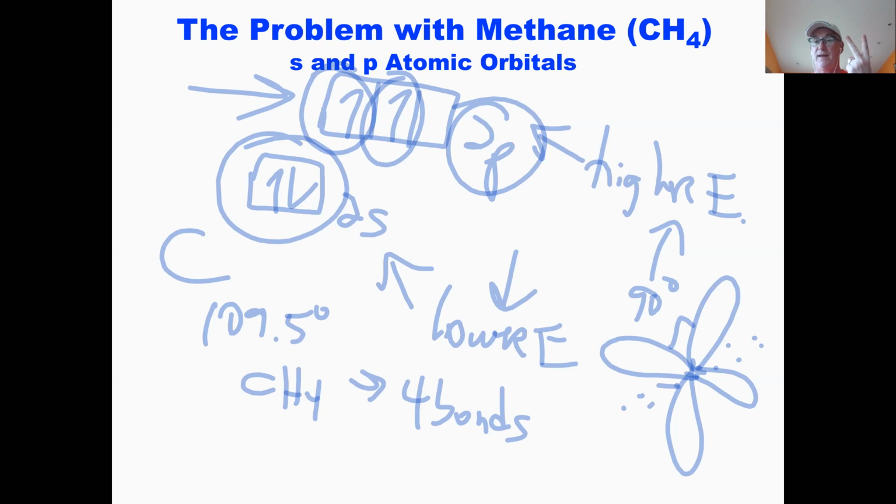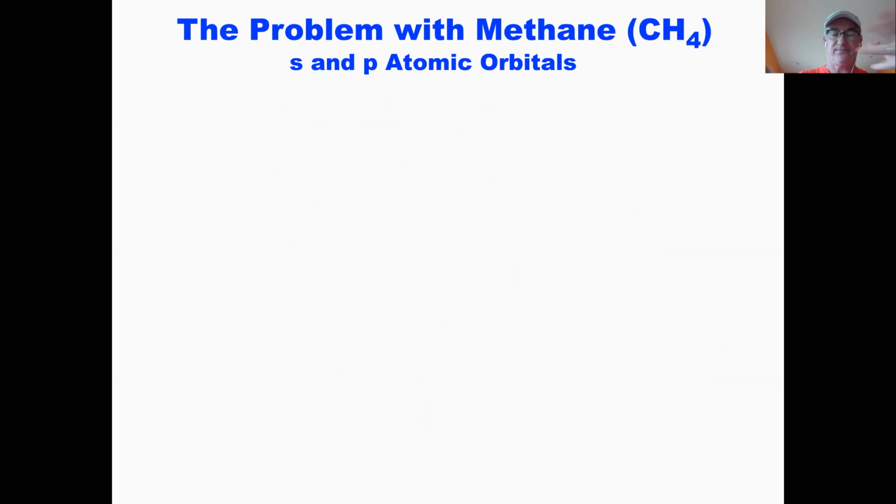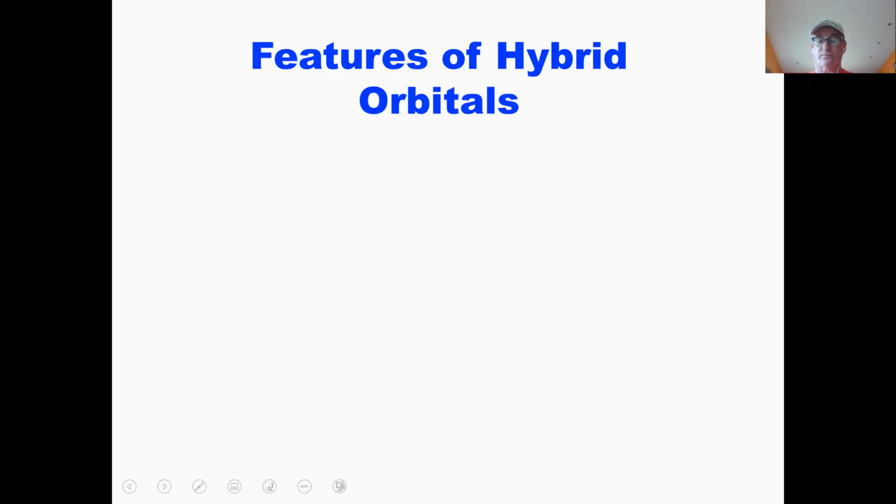And so many years ago, chemists came to the conclusion that you can't have it both ways. You can't have these particular atomic orbitals be solely responsible for the shape of the molecule, because it doesn't work. So what are we going to do? This is how we're going to deal with it.